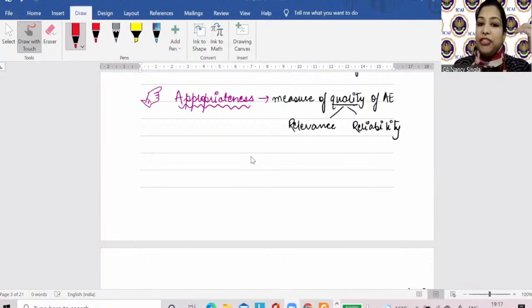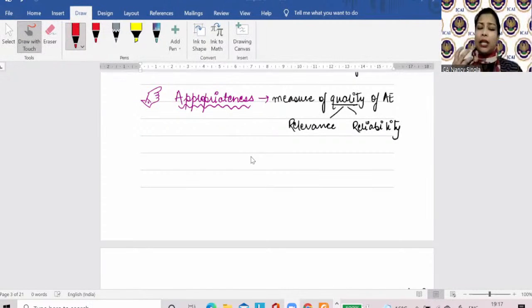Like sufficiency was a measure of quantity of audit evidence, appropriateness is a measure of what? Quality of audit evidence. I gave you the example of fixed deposit. Suppose the auditor is checking the fixed deposits. If he gets the original fixed deposit advice in front of him, the quality is such that he can rely on that audit evidence. Right? So that is an appropriate audit evidence.